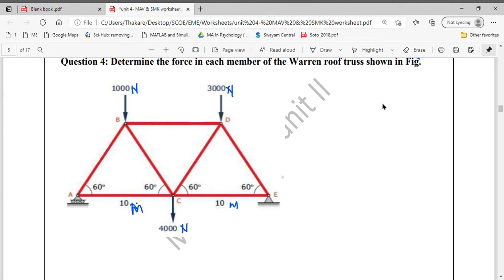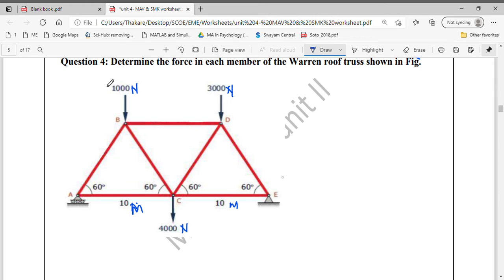Hello all, in this video we will be discussing a problem based on method of joints. So this is the truss that we have been given. There are three loads, one of 1000 Newton, one of 3000 Newton and another of 4000 Newton. These are three equilateral triangles and the distances are 10 meters and 10 meters. Before solving, we have to determine whether this truss is a determinate truss or an indeterminate truss.